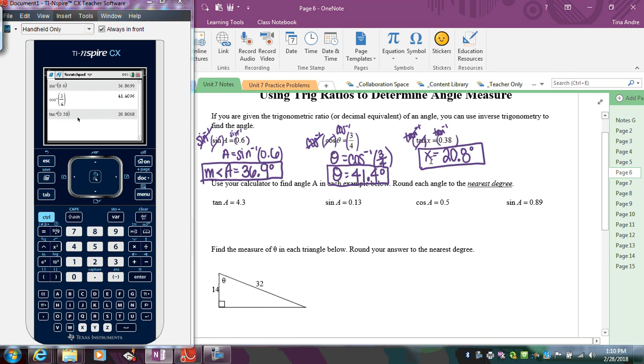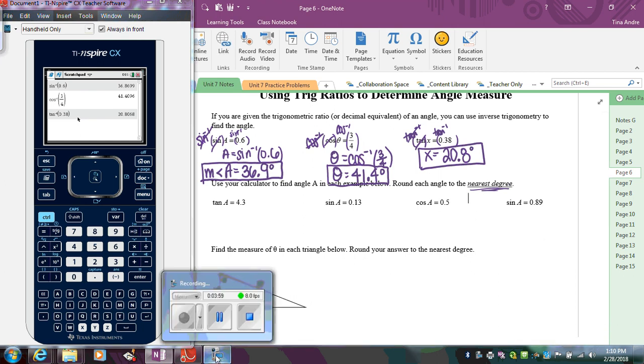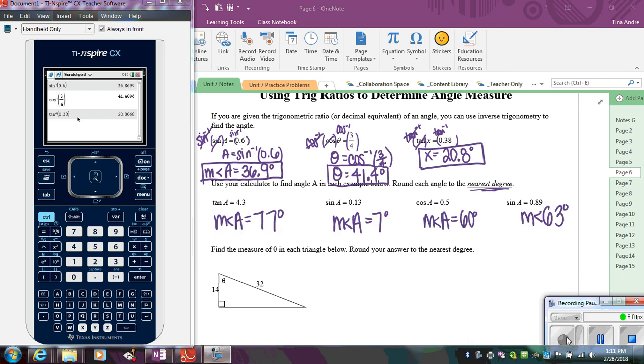Why don't you go ahead and pause the video and try these 4 problems where you're solving for angle A. For this, it does say nearest degree, so go ahead and round to the nearest whole number. Pause the video, complete those, and then hit play and check your work.